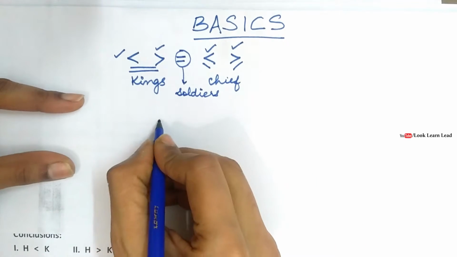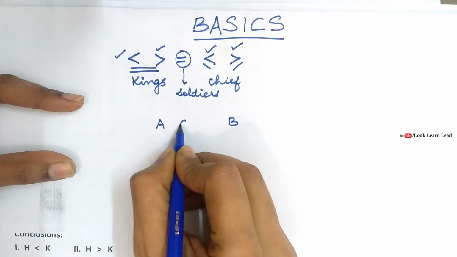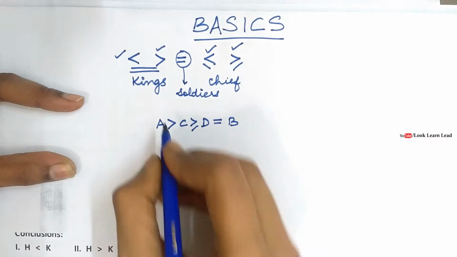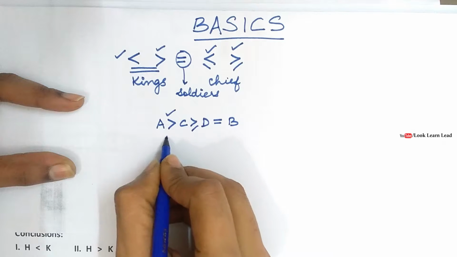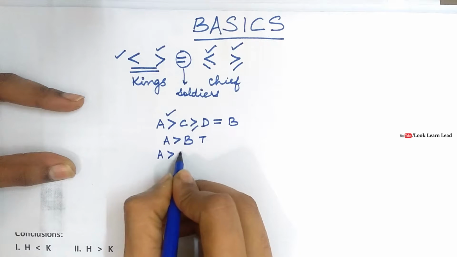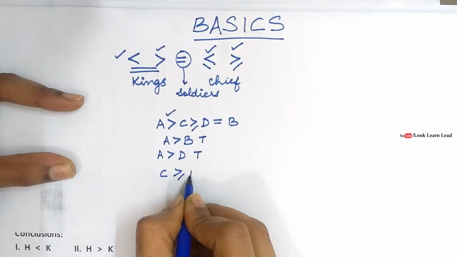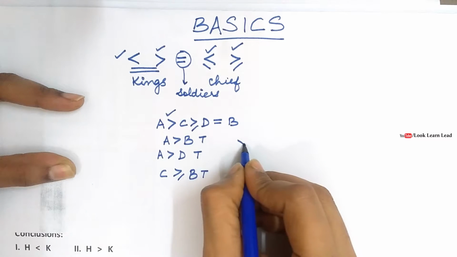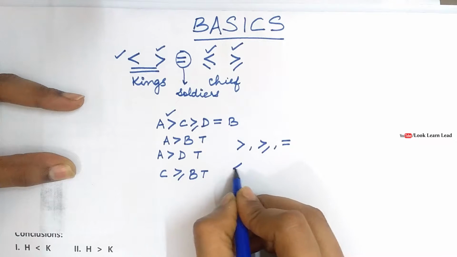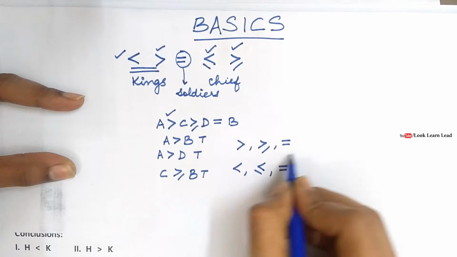So suppose there is A and B, there is a sequence A, C, D, okay. Whenever between the sequence we have a sign like this, the highest priority would be given to this. So A is greater than B would be true, or A is greater than D would be true, okay. Similarly, C is greater than equal to B would be true, because the highest priority is of this, second highest is of this and the lowest priority is of equal to. Similarly, for the reverse order the highest priority is of this, second highest is this and the lowest is this, okay.